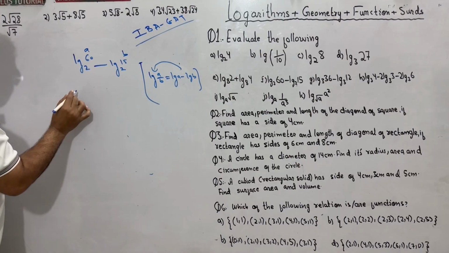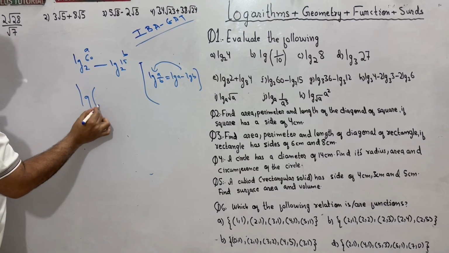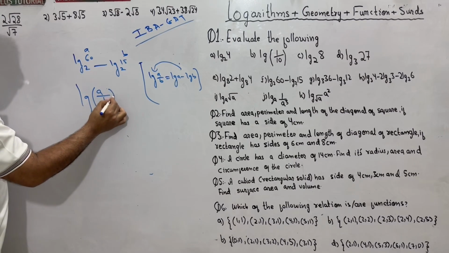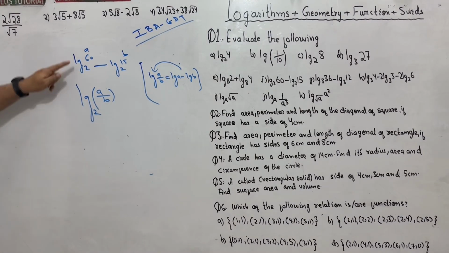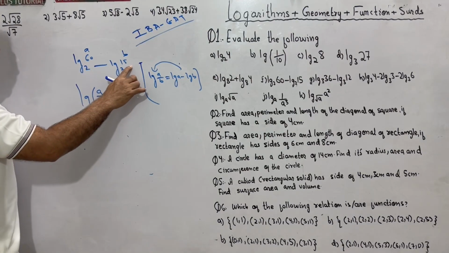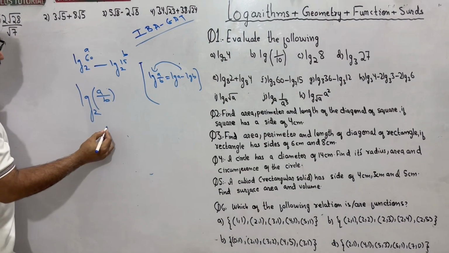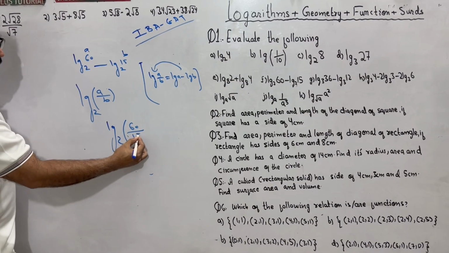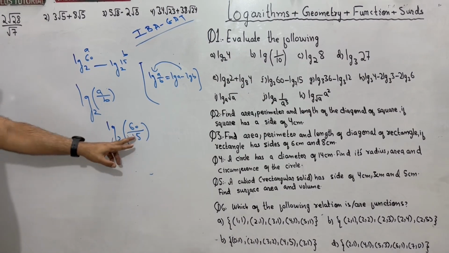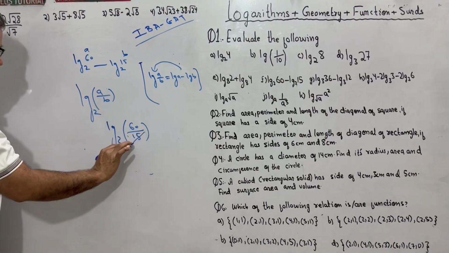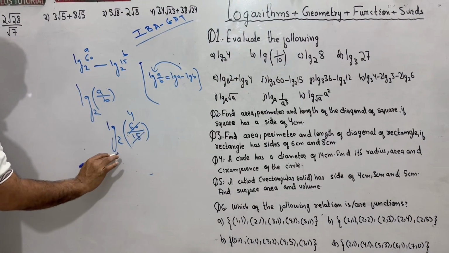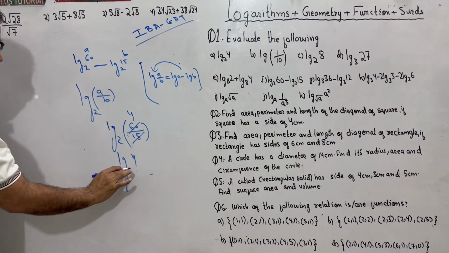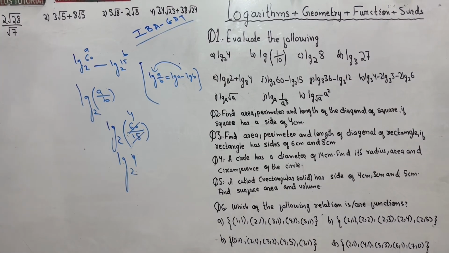We can merge this as log of A over B to the base 2. Here A is 60, B is 15. Let me plug in the values. Log of 60 over 15 to the base 2. Applying the table of 15, 4 times, we have log of 4 to the base 2.